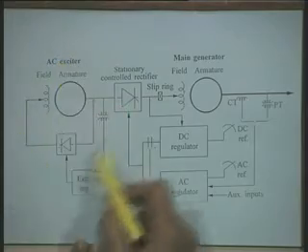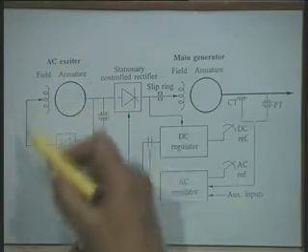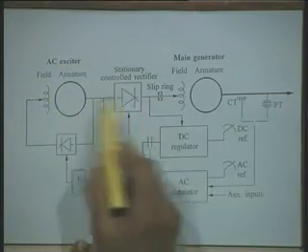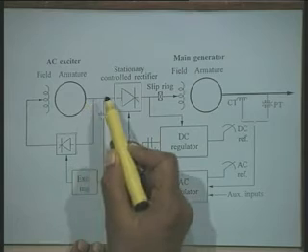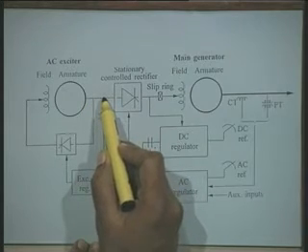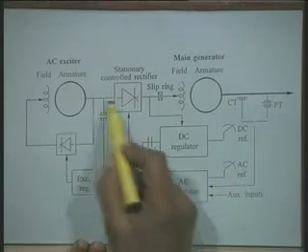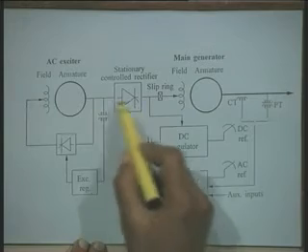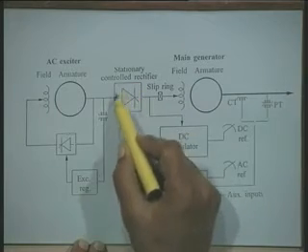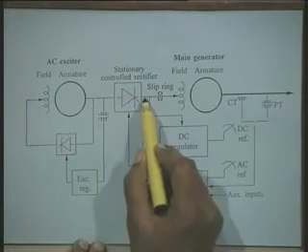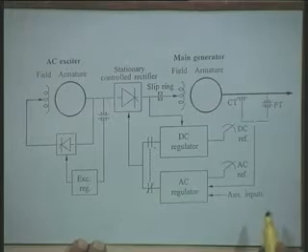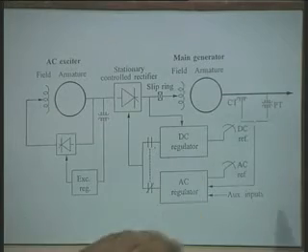And this AC exciter provides AC output, and the control output is obtained by rectifying this AC output to DC, but in a controlled fashion. The other arrangement is exactly similar to what we discussed in the earlier case.